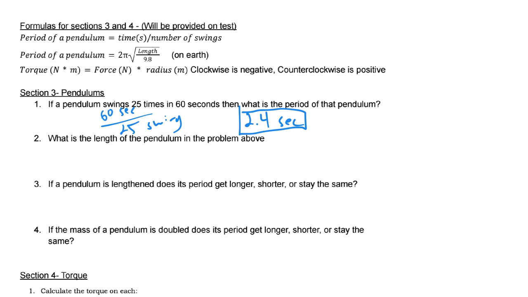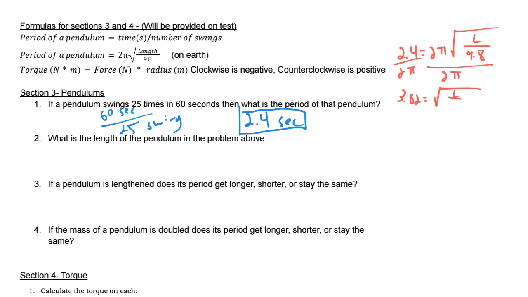All right, what is the length of the pendulum in the problem above? So now we're going to use the other formula, and we're going to plug in 2.4 for the period. So we get, I'll write it over here, 2.4 equals 2 pi times the square root of our length, which is unknown, divided by 9.8. I'll divide both sides by 2 pi. 2.4 divided by 2 pi, in parentheses, very important, is 3.82.